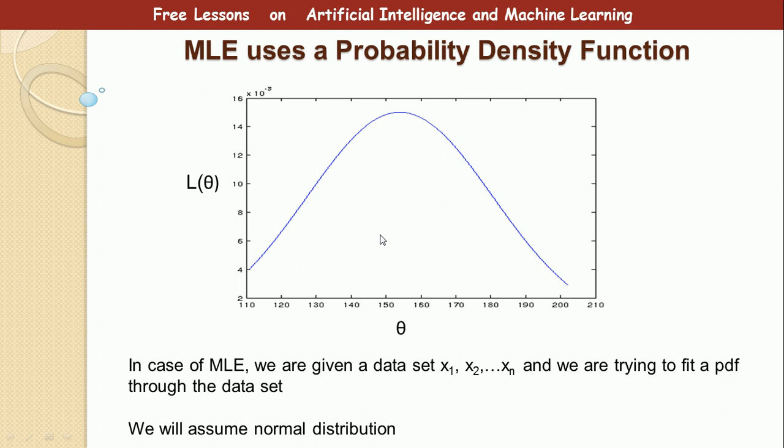Now, in the case of maximum likelihood estimation, we are going to be using the probability density function. In least squares, we mentioned the error function, and here we are going to be using the probability density function and also the likelihood function. In the case of MLE, we have a data set of, let's say, n observations, and we are trying to fit a probability density function through the data set. We are going to assume that this data set is normally distributed.